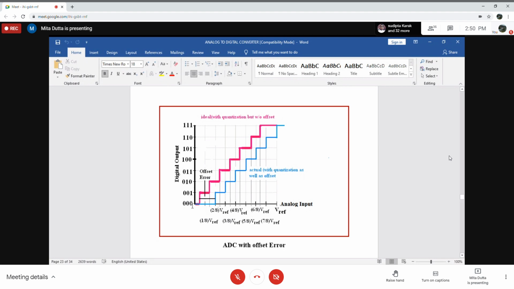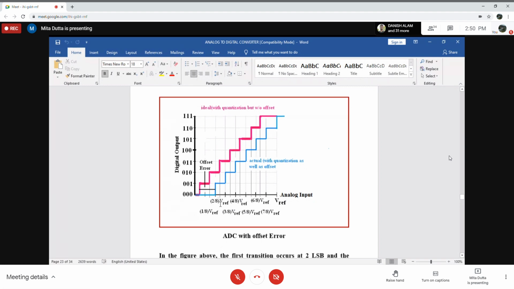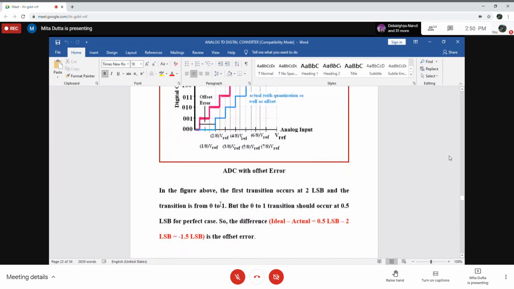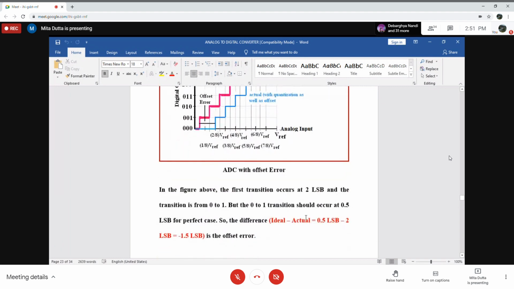Because if it is without offset, then the transition from 000 to 001 will occur at 0.5 LSB. But actually what we get, the transition from 000 to 001 occurs at 2 LSB. So 2 minus 0.5 is 1.5 LSB, or it will be ideal minus actual. Ideal will be 0.5 LSB, and we are defining offset error as ideal minus actual.